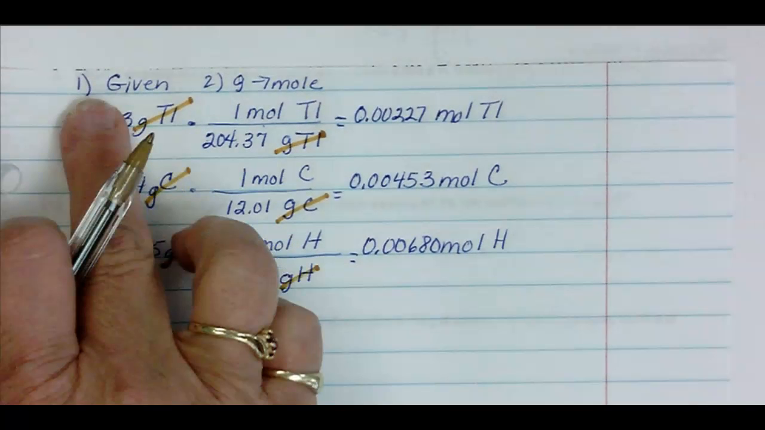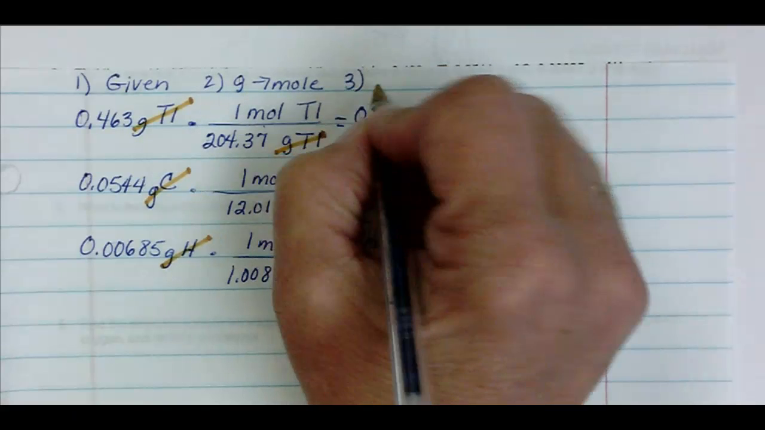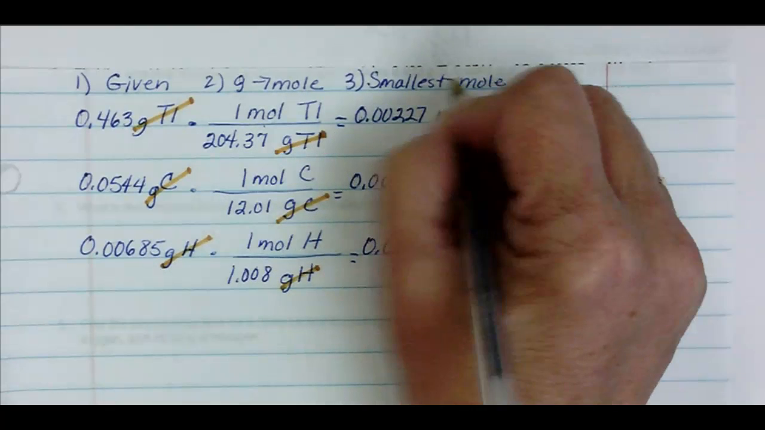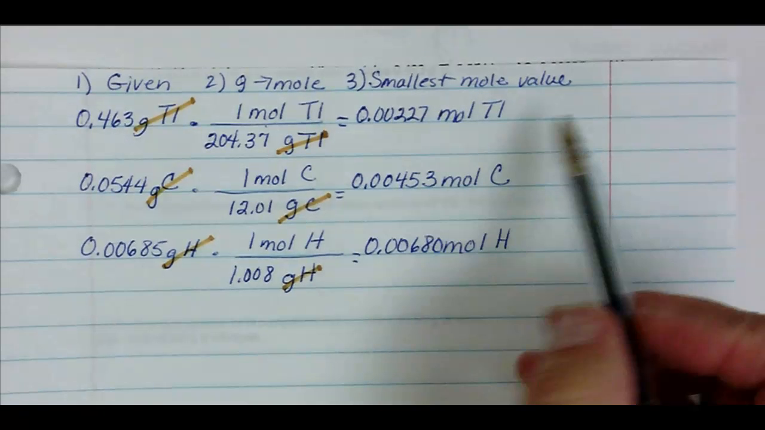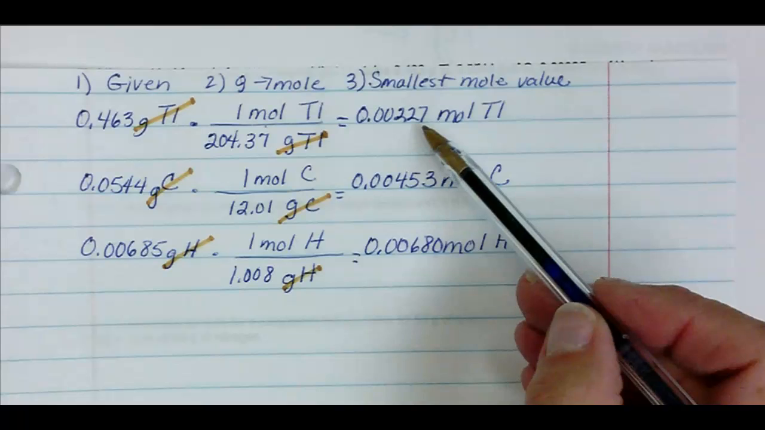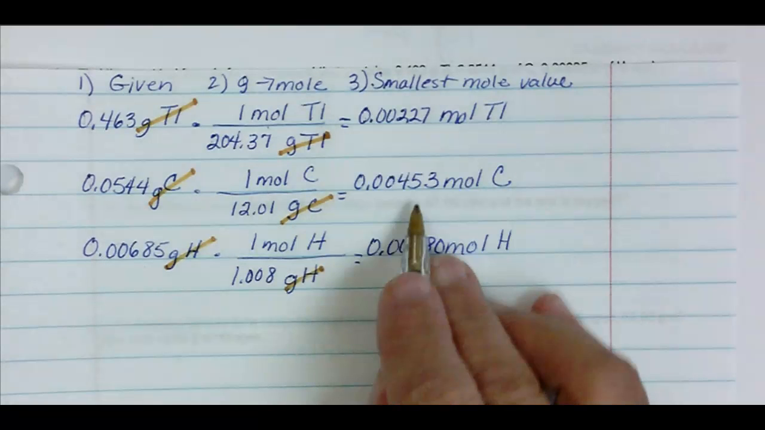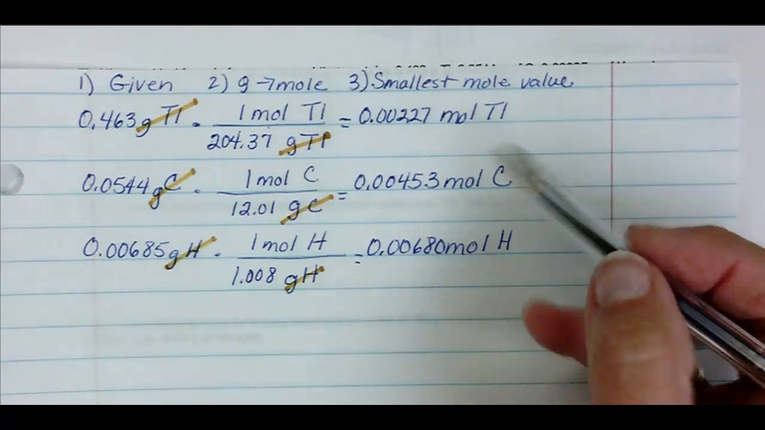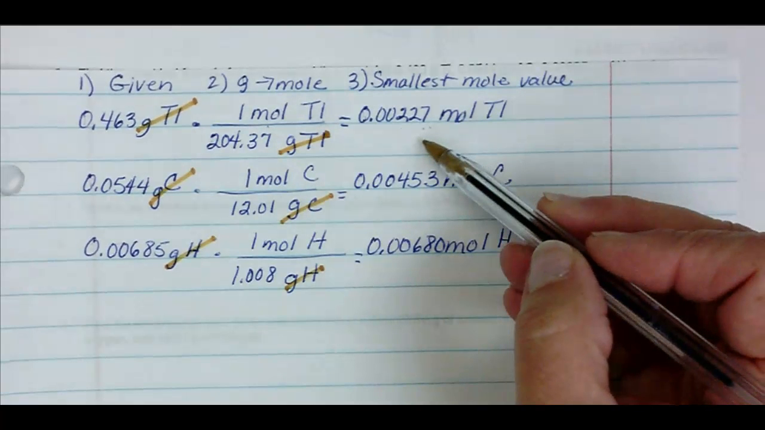So again, I have got my given done. I have gone from grams to moles. Third step is again, which one is the smallest mole value? Okay, and so when I look through these, our next thing that we're going to do is look again for the smallest mole value. So we have 227, 453, 680. And I'm not worrying about it because they all have 2 zeros out in front. If they had different number of zeros, I'd worry about that. So 227 is going to be the smallest value.